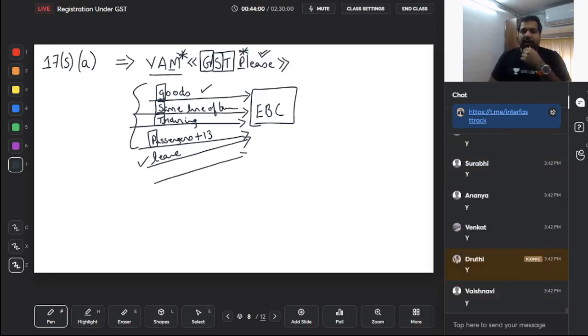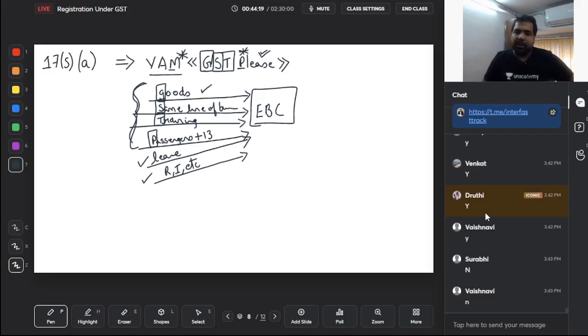Next guys, what if I have to repair? What if I have to insure? What if I have to do other charges, guys? Repair, insurance, etc. Let's say the bus got spoiled and it had to be repaired, or the bus insurance had to be paid. Will I get credit of the GST I paid on insurance and repairs? If the main vehicle is allowed, then even repairs, insurance, GST will be given a credit. I hope that is clear guys.